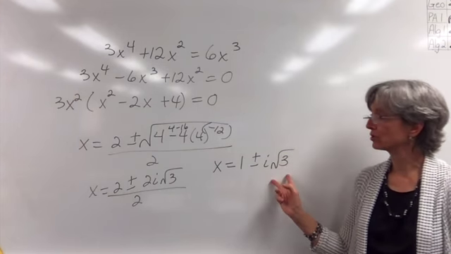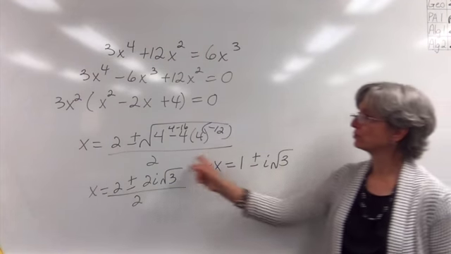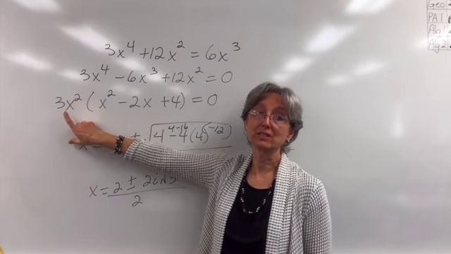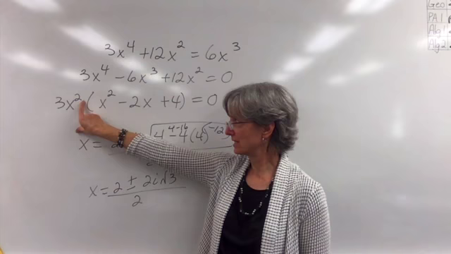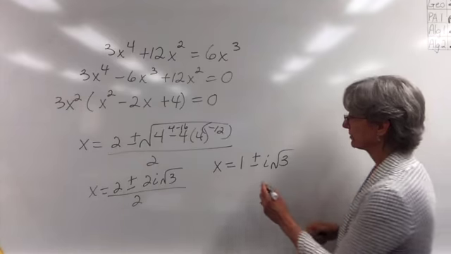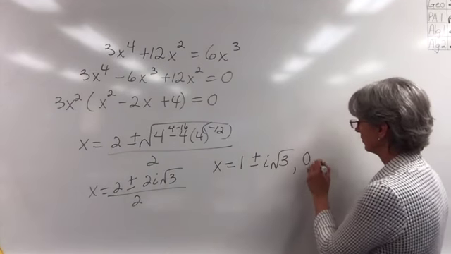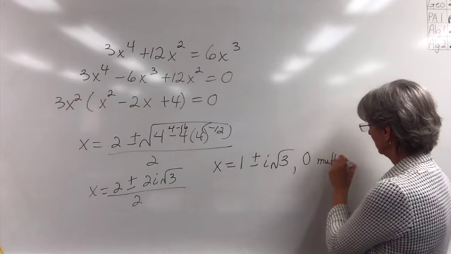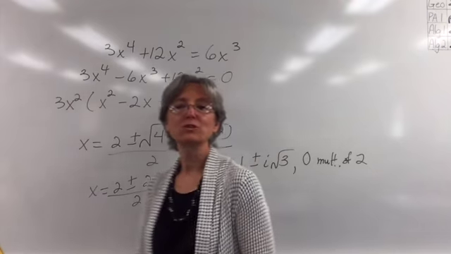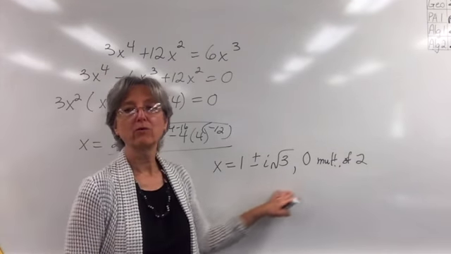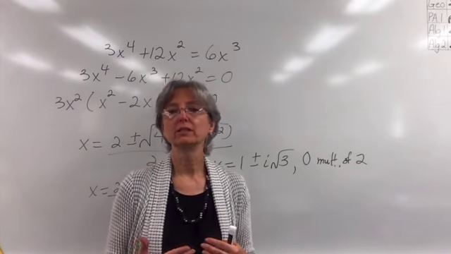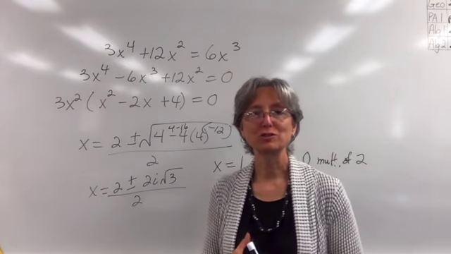Those are two of the solutions. The third and fourth solution come from here because this is 3x squared, so you have 0 as a solution here. And because that's an x squared, actually 0 has a multiplicity of 2. So you have 0, and 0 with a multiplicity of 2, and 1 plus or minus square root of 3i, and those are your 4 solutions for this one. So in the first one we factored, in this one we used the quadratic formula to find our solutions.